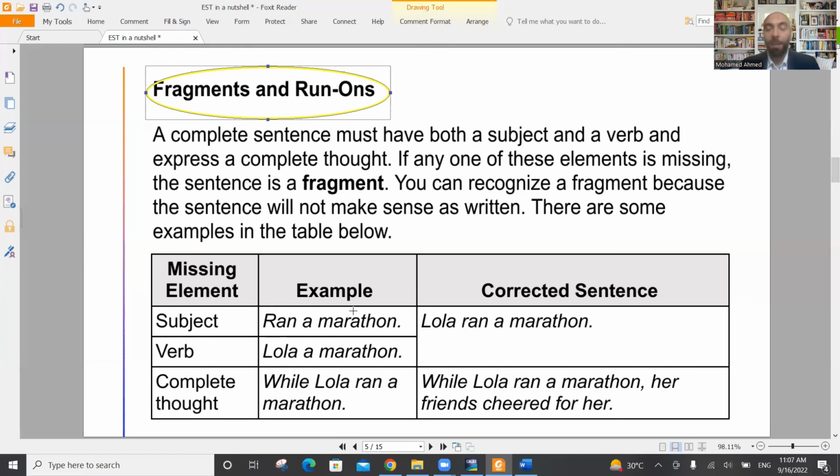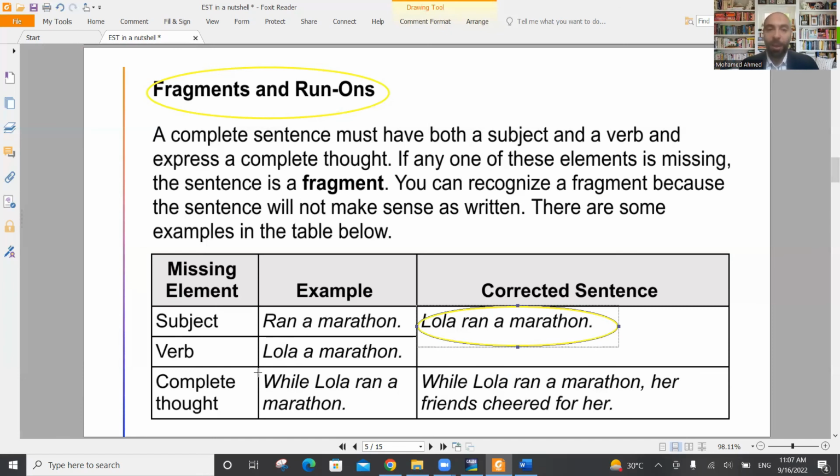To correct this sentence and make it an independent clause, you have to add the verb. Look here: Lola ran a marathon. Now we have the subject, Lola, and we have the verb, ran, and also we have the complement to complete the thought. Lola ran a marathon. I can understand something. So if you have an element that's missing, like a subject or a verb, it's a fragment. It's an error. Also, if you have the subject and its verb, but you don't have a complete thought.